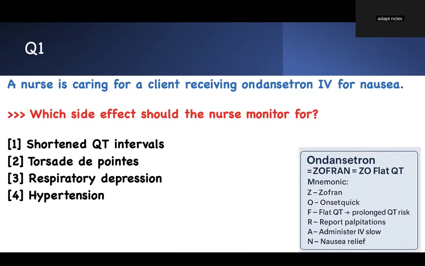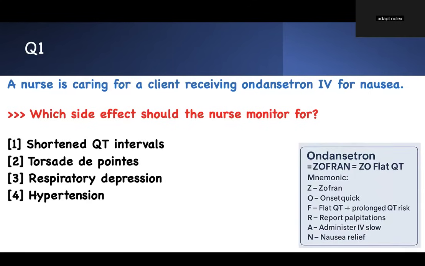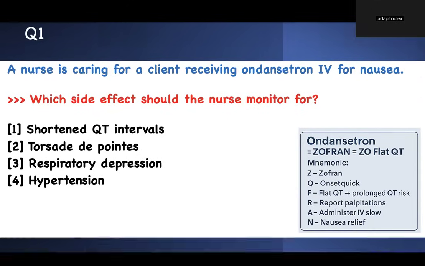And this is the mnemonic to remember that. Ondansetron is Zofran. That's the trade name. Zofran: quick onset, flattening QT, report palpitations. You're giving it IV slowly, and it's a nausea medication. This is the mnemonic you would like to know. You can take a picture, but this is your friend for any question on Ondansetron.